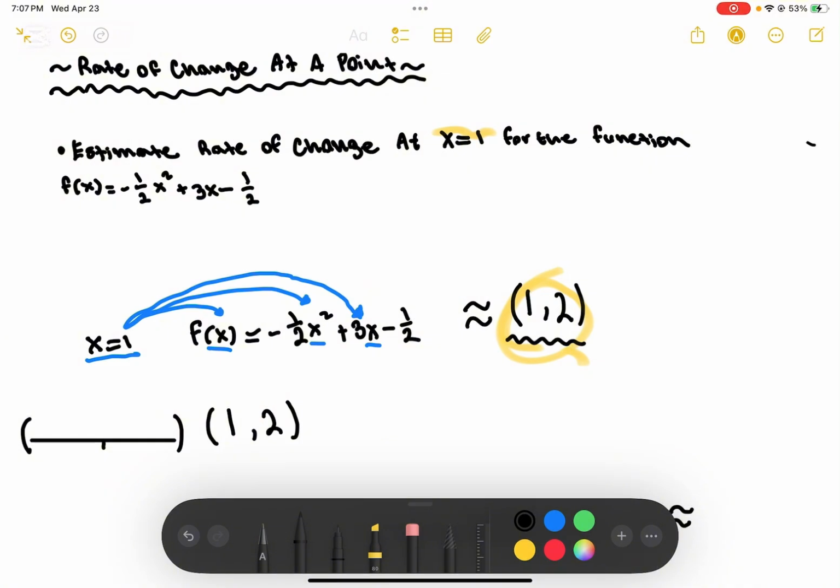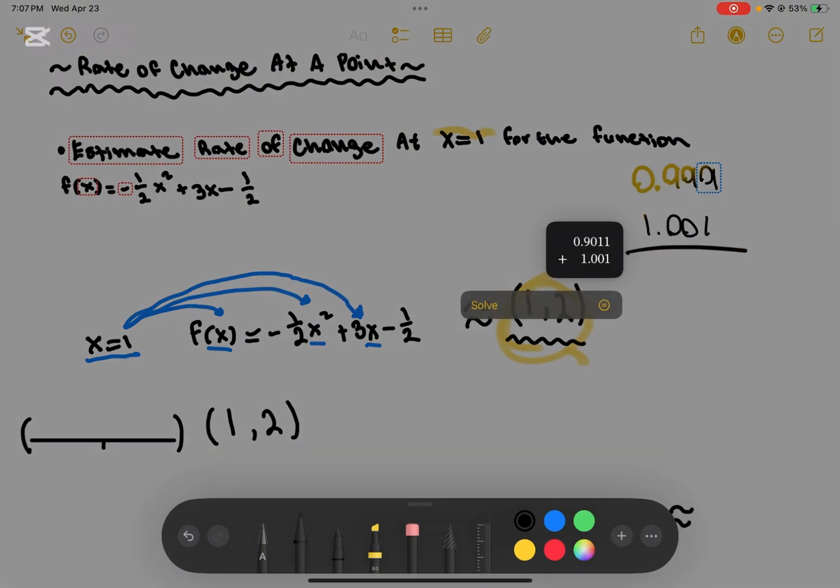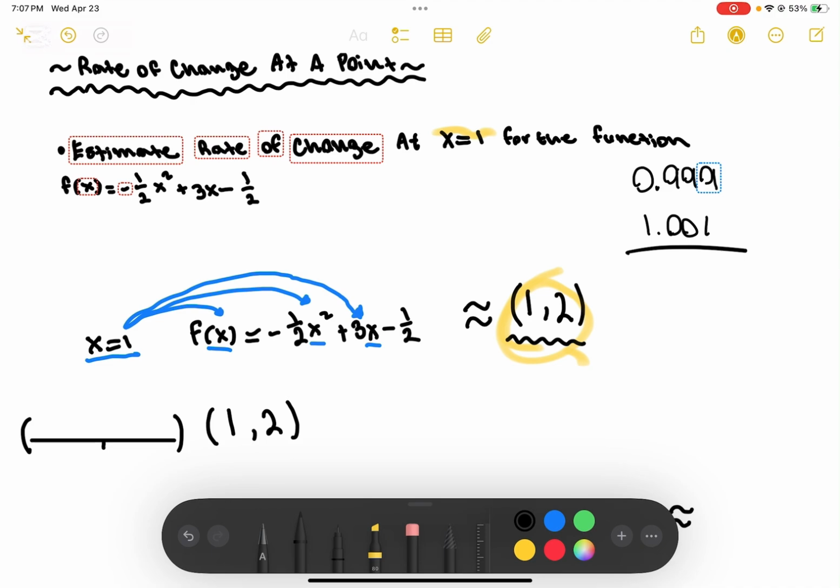So we can use 0.999 or 1.001. In this case, I'm just going to use 1.001. So we put 1.001 in our x value. And now, just like what we did in the first part where we figured out 2, we plug 1.001 everywhere there is an x, and your y value should come out to be 2.001.